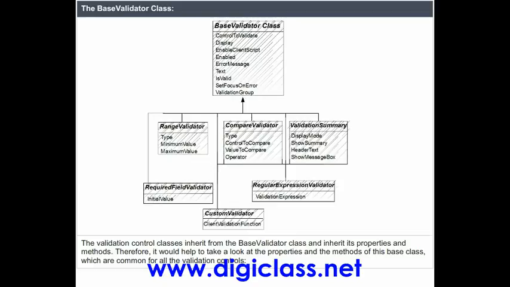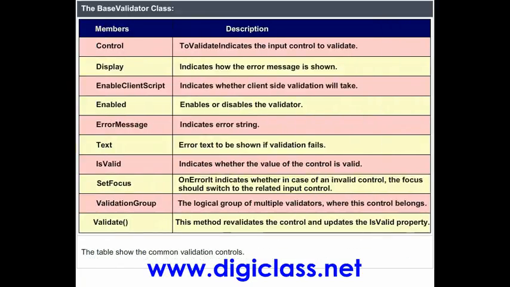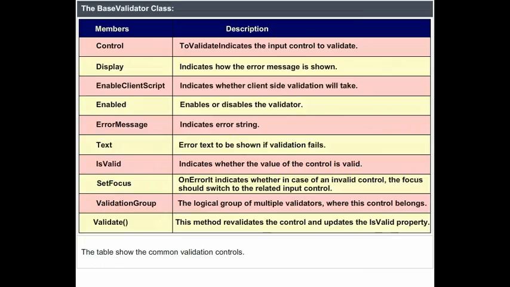The Base Validator class. The validation control classes inherit from the Base Validator class and inherit its properties and methods. Therefore, it would help to look at the properties and the methods of this base class, which are common for all the validation controls. The table shows the common validation control members. Control to validate indicates the input control to validate. Display indicates how the error message is shown. Enable client script indicates whether the client-side validation will take place.